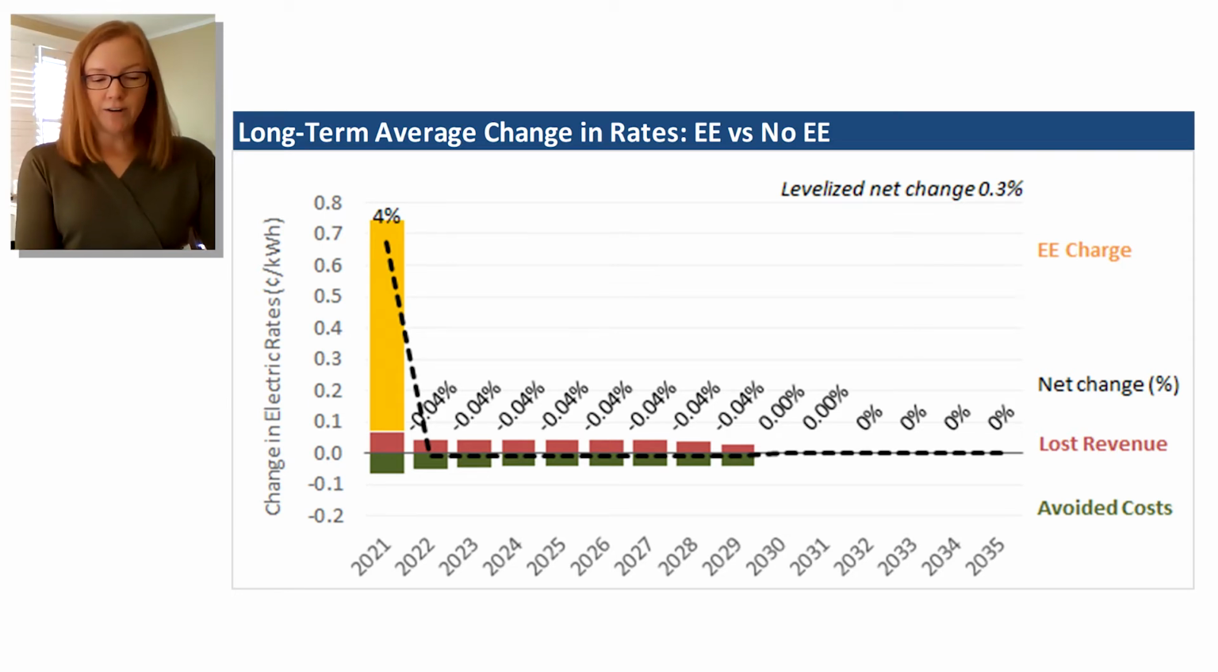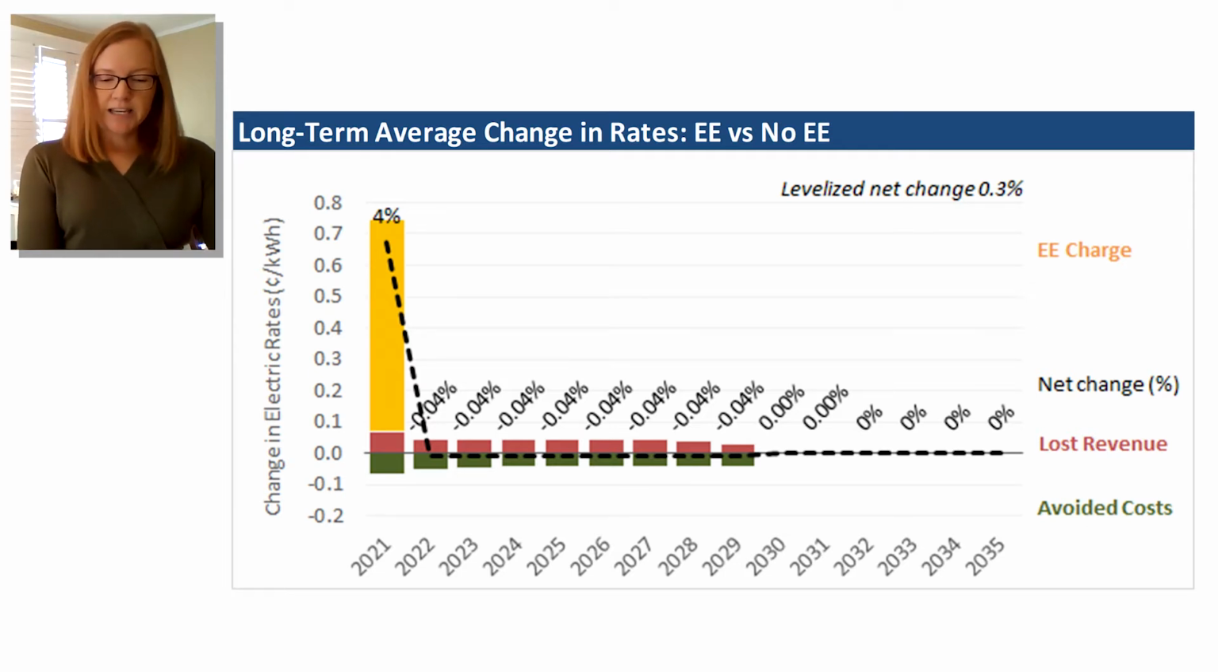In the first year of this hypothetical energy efficiency program, you see a big spike in the yellow bar. That's the energy efficiency program charge. So those are all the costs the utility has to implement the energy efficiency program: their implementation costs, incentives and rebates, evaluation, marketing for customers, everything rolled into program delivery. So you see that spike in the first year.